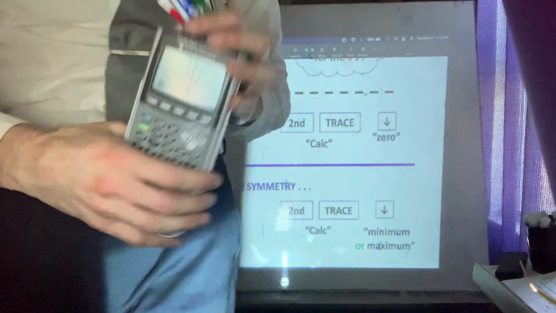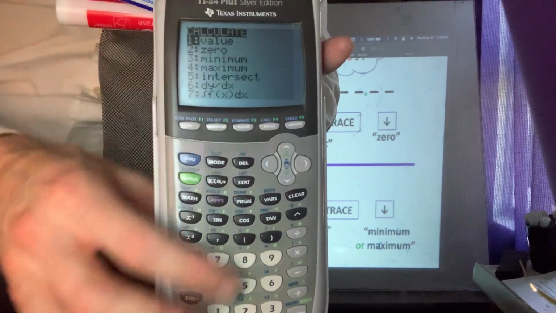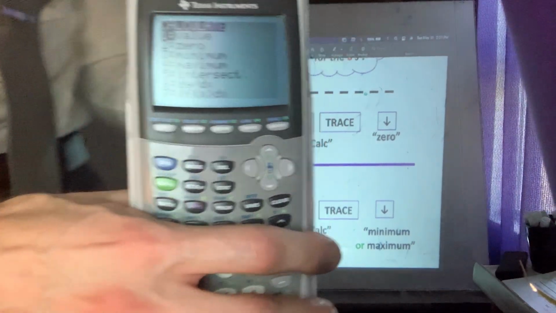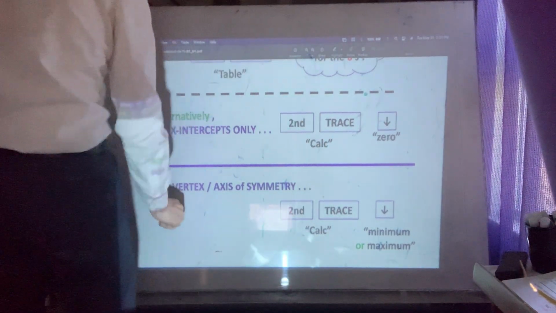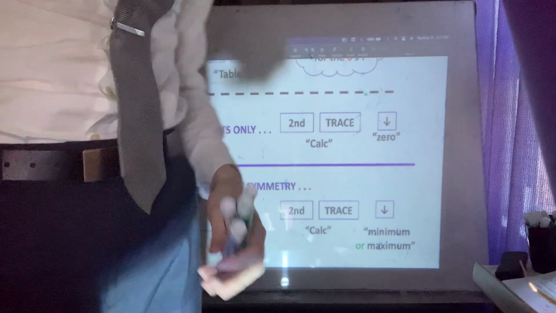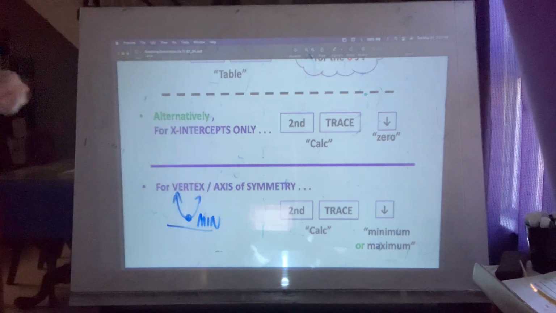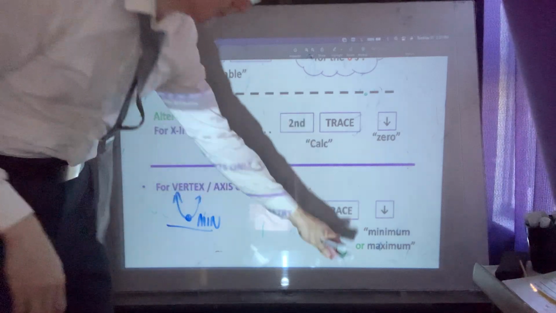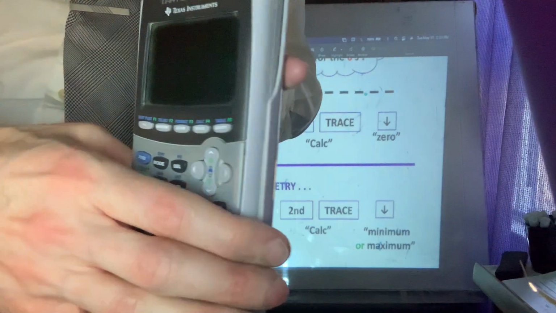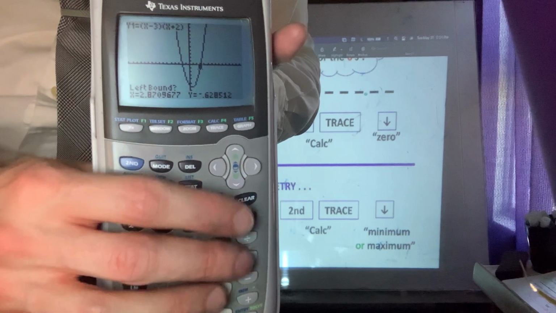So in this case, you would hit second, trace, and then you notice the options 3 and option 4. Now, since the parabola that I just concocted looked like this, basically, it's upward pointing, all right, you would expect that this is a minimum, okay? Not a maximum. So don't choose maximum when you're asking it because it may give you an error message. All right, choose minimum. All right, so 3, and again, you got to tell it where to look.